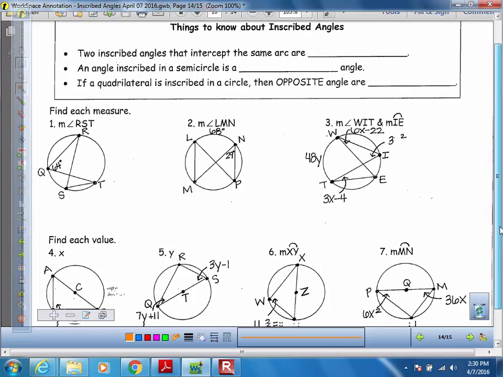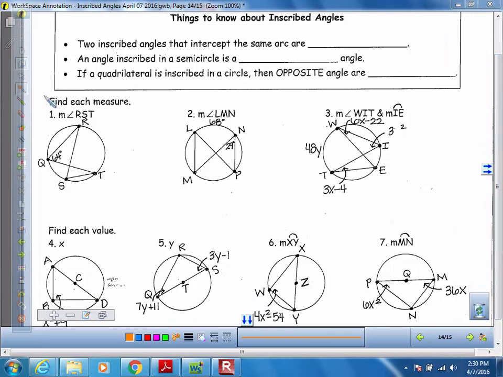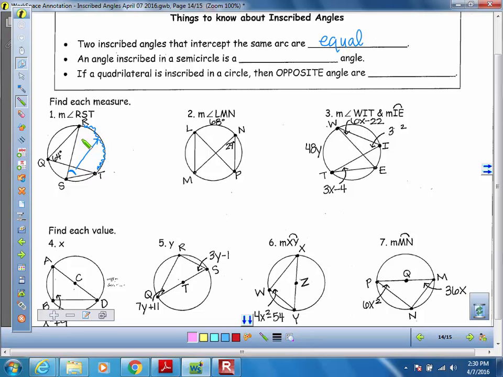Okay, so things that you need to know about inscribed angles. The first one is that two inscribed angles that intercept the same arc are always going to be equal. Let me show you what that looks like. Let's look at number 1 right here. They want us to find RST. So RST is right here, and it's across from this arc, right?